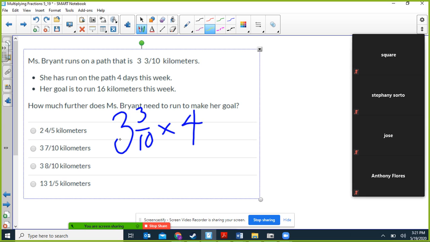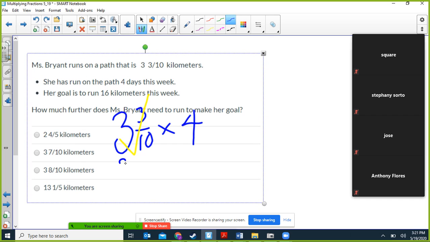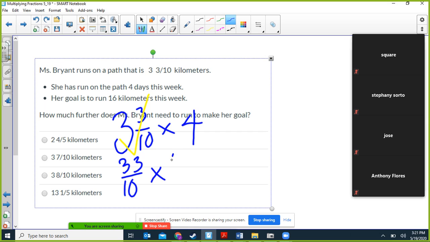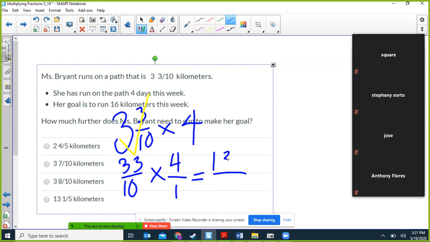So 3 times 10, I give my little check mark. 3 times 10 is 30, add my 3 is 33 over 10. Remember, I just bring my denominator down. And then I'm going to put my 1 under my whole 4. Multiply that out, and for sake of time, I'm not going to do it. 33 times 4 is 132. 10 times 1 is 10.